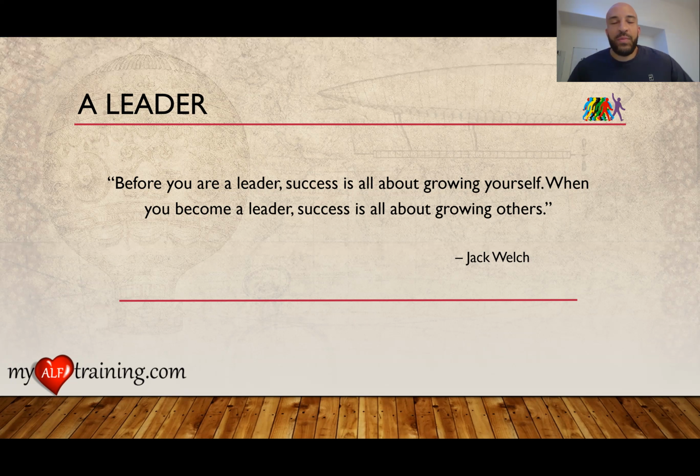And in this case, when defining the term leader, Jack Welch, in this quote, really captured what I believe the essence of a leader is. So, in this quote, he says, "Before you are a leader, success is all about growing yourself. When you become a leader, success is all about growing others."